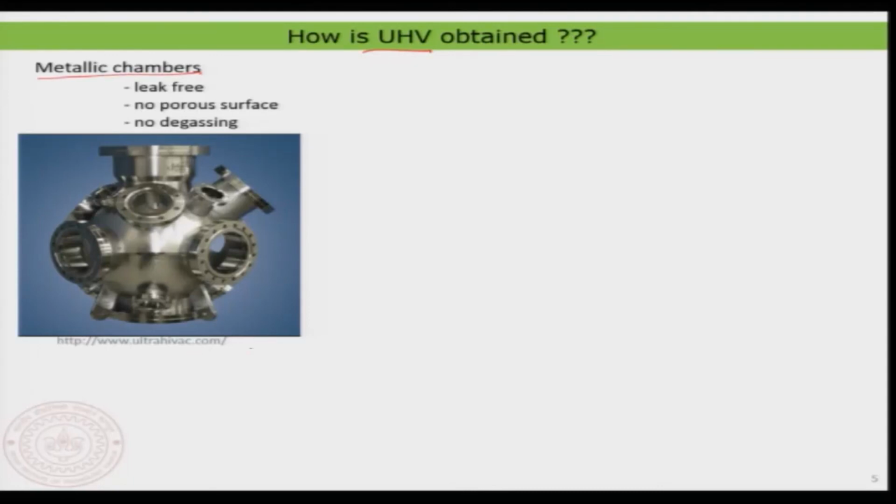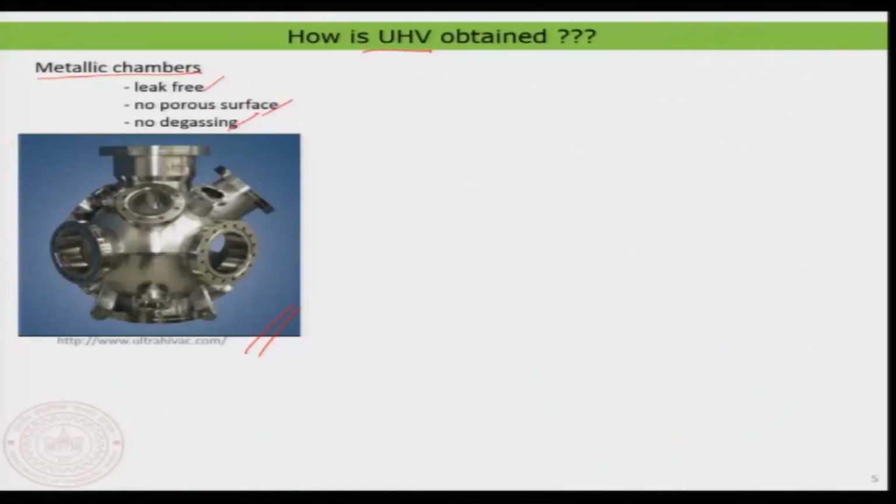Therefore, what is very important is to have a metallic chamber of this type. As you see here, this is a type of metallic chamber, but the most important thing is that the chamber should be leak free. So, that means it should be a single unit with whatever features that you want to have on it, and then the internal surface from where you create the vacuum should be absolutely non-porous. If you have porous materials, then of course gas molecules can get trapped, and then you are never going to attain ultra high vacuum.